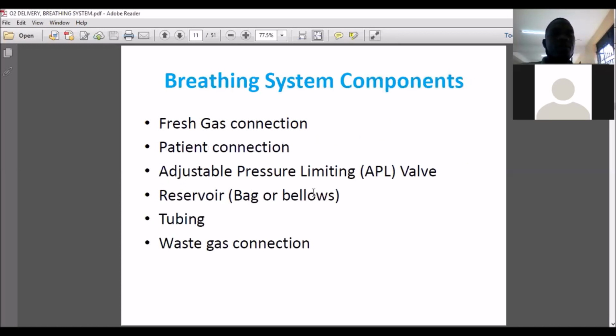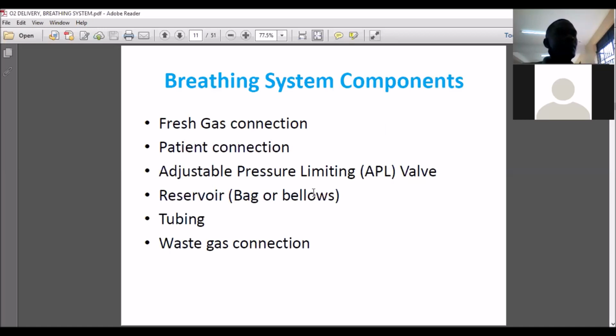So the breathing system components: it should have a fresh gas connection, because you're utilizing the oxygen. So we need to have more oxygen coming in. Then it must have a patient connection. The patient should be able to what? To receive. Okay.